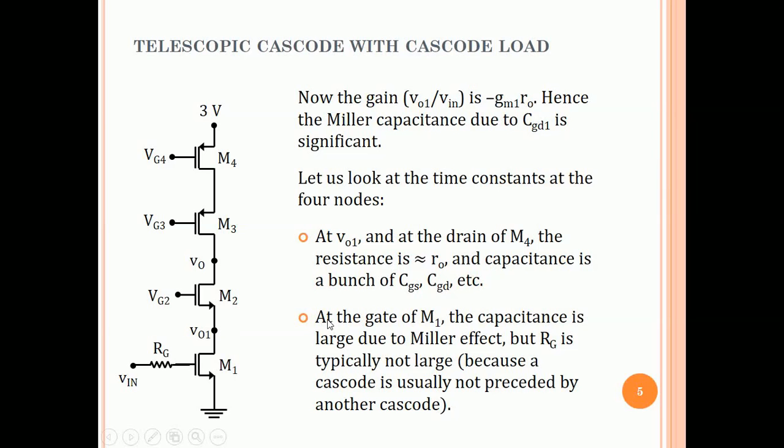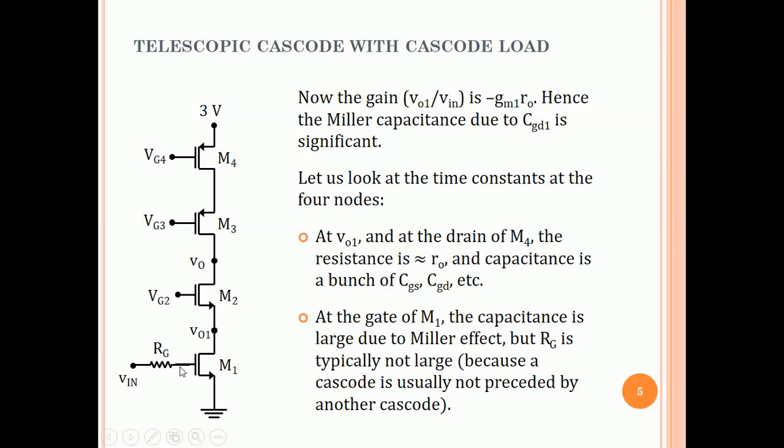And the capacitance is actually, what is the capacitance here? CGS plus CSB plus CGD plus CDB, 4 capacitances. Similarly here also 4 capacitances, CGS plus CSB plus CDB plus CGD. Number of capacitances is the same. As I said, this is likely to be larger because PMOSFETs are larger in size typically. So that is the order of the time constant at VO1.